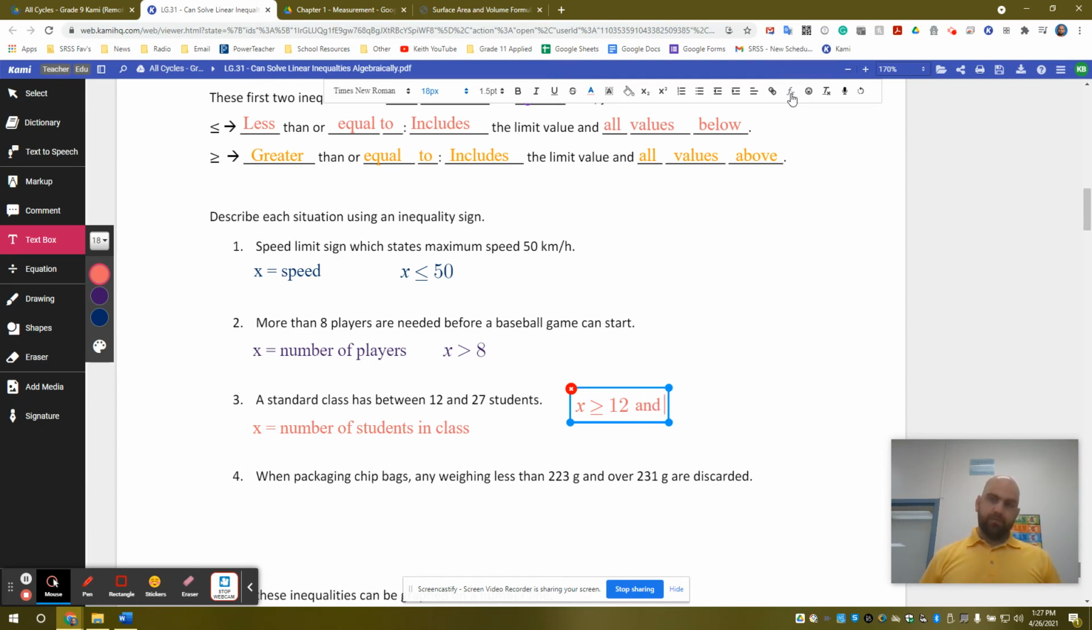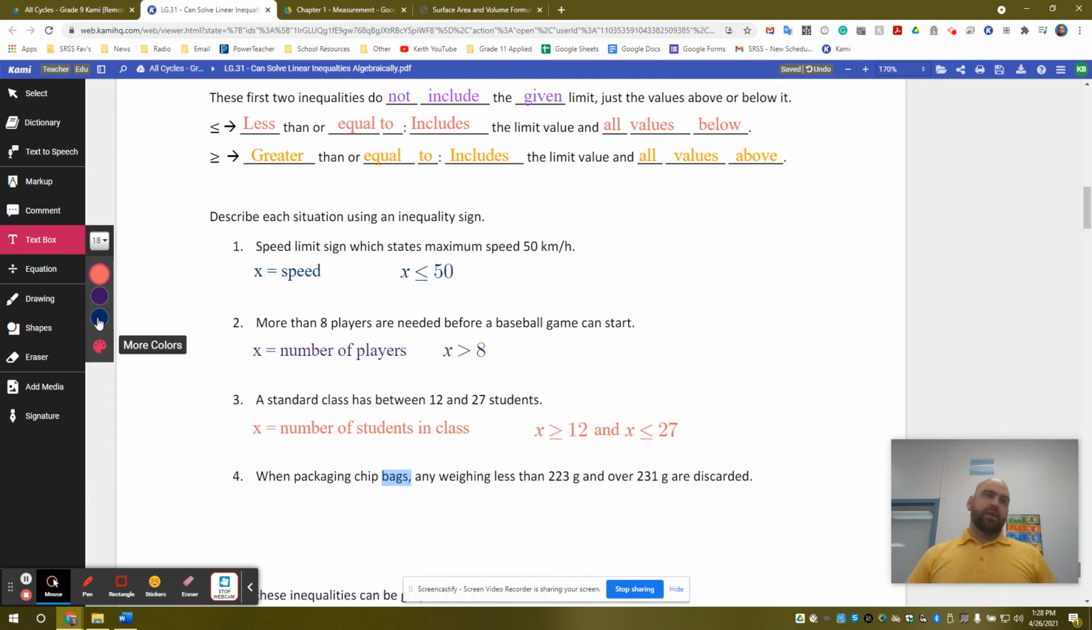And there's a second one here. x has to be less than or equal to 27. There we go. Okay, so we have two of them. We have a lower limit and an upper limit. This is our lower limit, this is our upper limit. So for the number of students in class, we actually have two limits here, two inequalities.